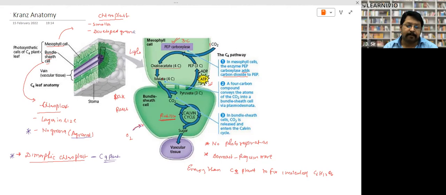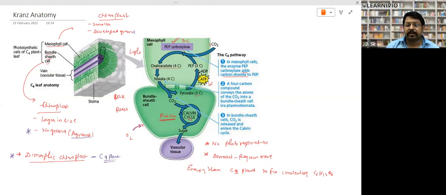Oxaloacetate converts into malate. Malate moves into the bundle sheath cell through plasmodesmata. In the bundle sheath cell, malate breaks down into pyruvate, that is a 3-carbon compound, and a carbon dioxide is released. This carbon dioxide is fixed by Rubisco, and the C3 cycle goes on here, right? And sugar formation takes place. Pyruvate will come back. Again, ATP will be spent, and pyruvate will convert into PEP, right?